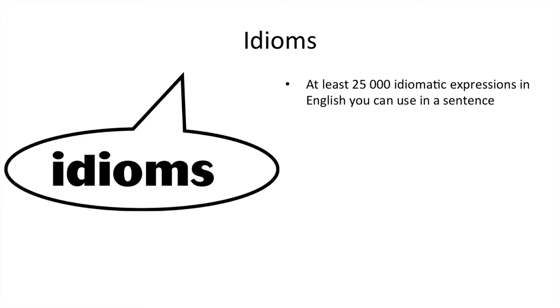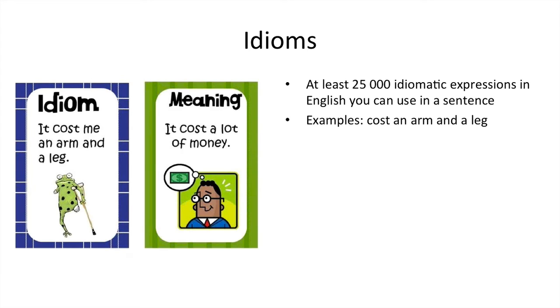And let's go through some idioms. Of course, there are many idioms in English. There are at least 25,000 from what I've read. Idiomatic expressions in English that you can use in a sentence. And the whole point of idioms, of course, it gives the language some flavor, and people who know them can use them and communicate and know what other people mean when they use them and understand each other.